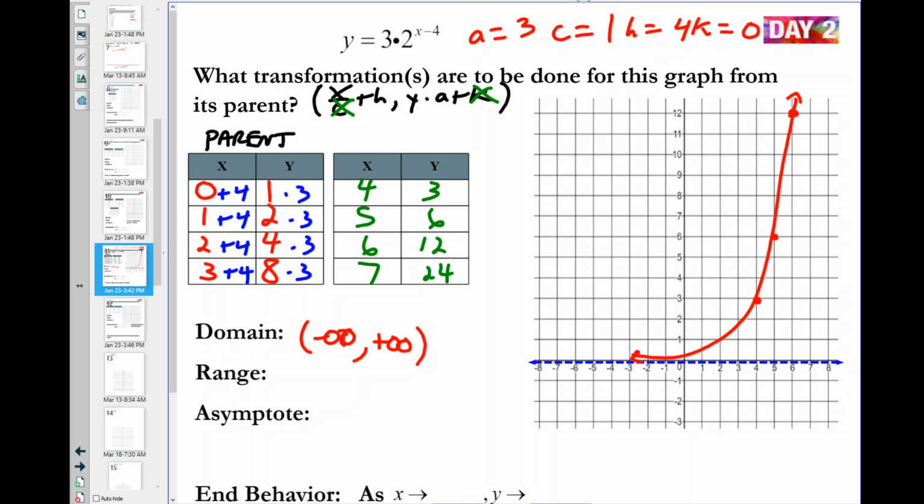This is above the asymptote, so we're going to go from 0 to positive infinity. And then where's the asymptote at, Elias? Say it better. There you go. I remember that yesterday. You were confused by that. Yeah, good.